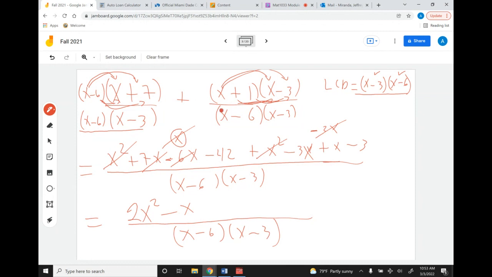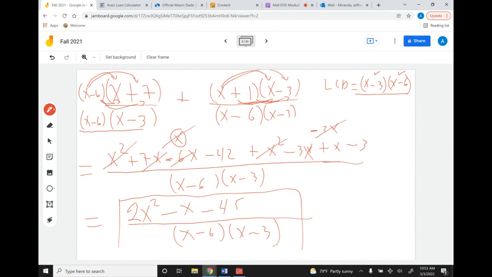Then I combine the constants. Negative 42 minus 3 is negative 45. And that's it. That's as far as you can go. In this case, you're not able to factor anything. And that's as far as you can go, okay?